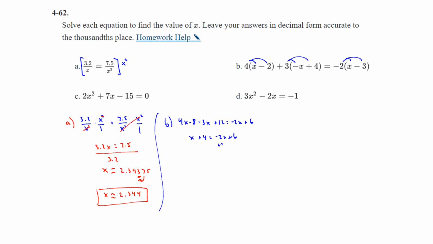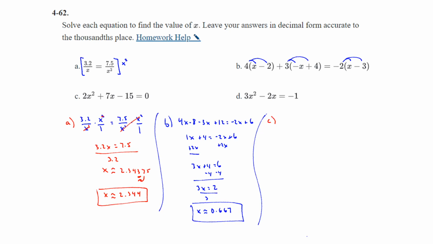And then we can add 2x to both sides. So 2x plus 1x is 3x. Subtract the 4. 3x is equal to 2. And divide by 3. And since it does want us to round, that would be 0.667. It is 2/3, which is 0.6 repeating, but because it does ask us to round, we want to make sure that we're following the directions.